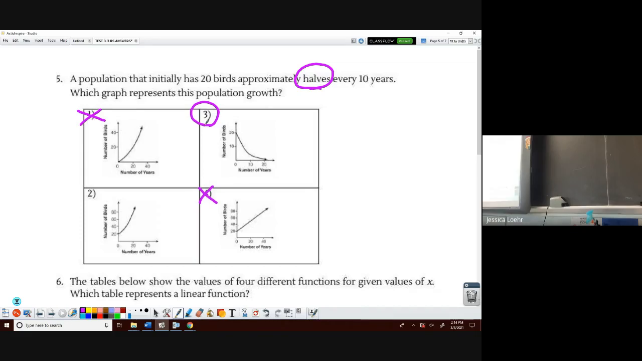But this is saying, like, every year there's 3 more birds. That's a constant rate of change. Every year it's doubling means there was 20 birds, then there was 40 birds, then there was 80 birds. That's not adding the same amount each time. It's multiplying by the same amount each time. So that one's 3.